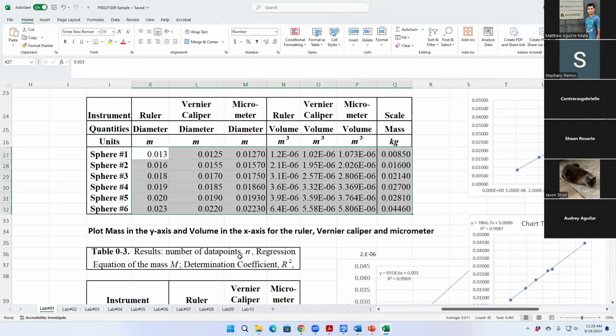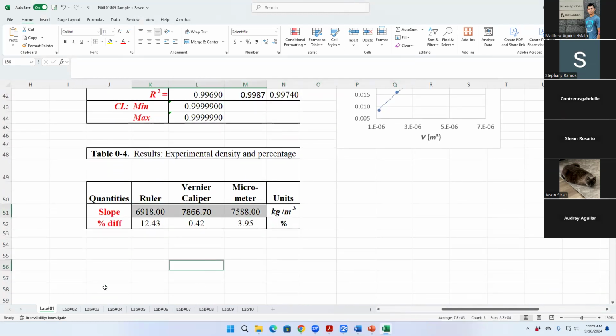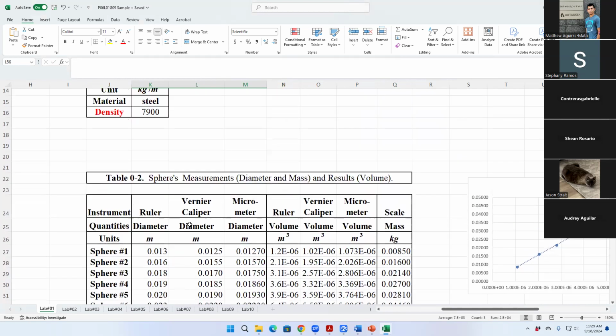What else? Oh, the slopes. Okay, yeah, you gotta log the slopes, right? After plotting the graph, you log the slopes, and then check the percentage difference. Usually in this experiment, if you get less than 15%, you're good. Okay, you're in good shape. If you get more than 15%, either you did something wrong or the data that I provided you is no good. That's because it has some problems there. Okay. Let's see what else.